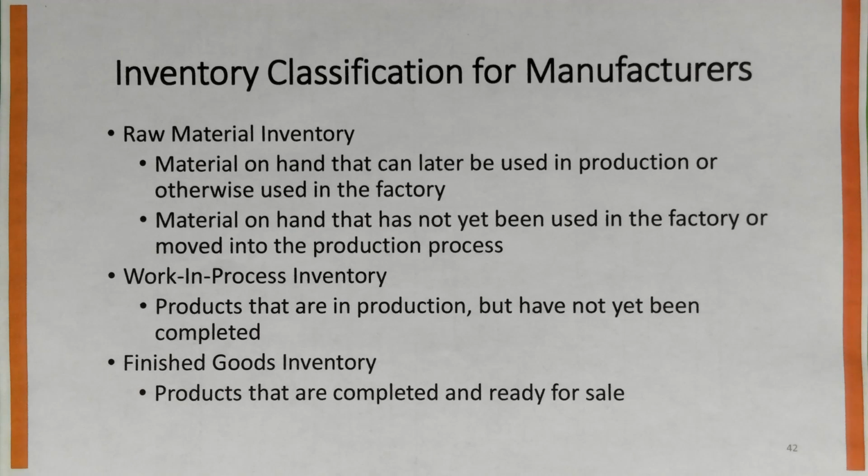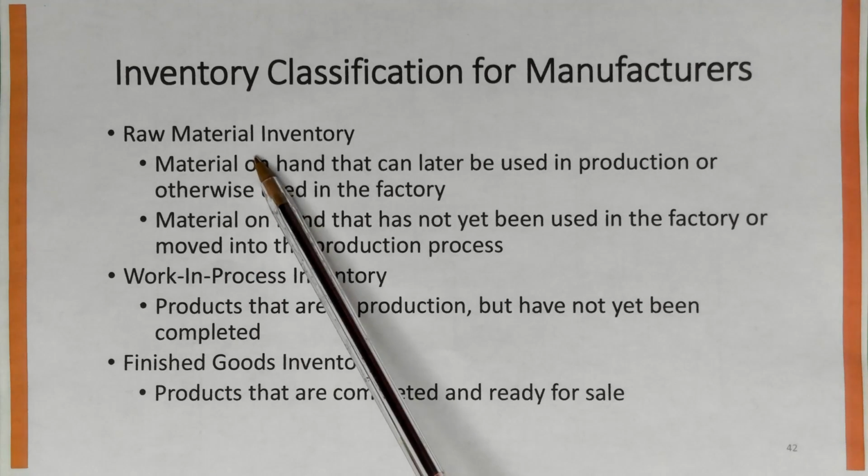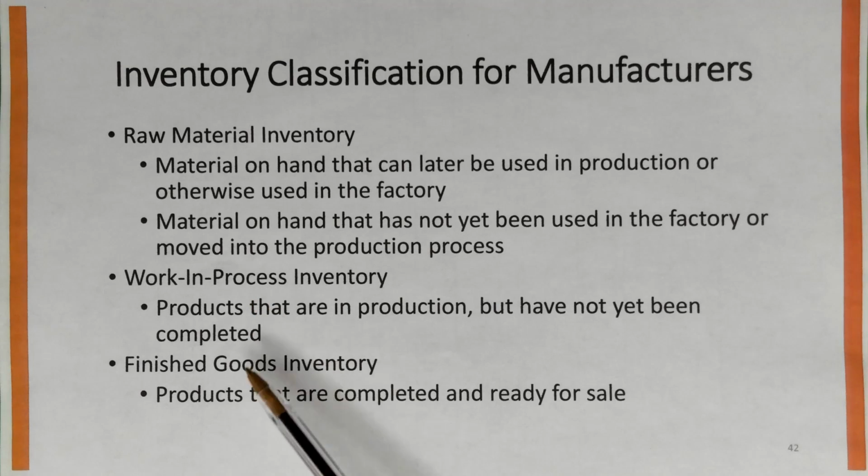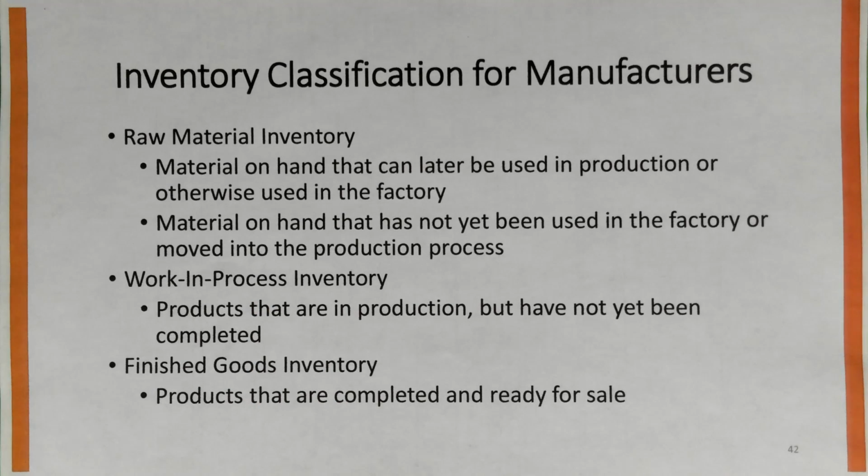Now let's talk about inventory classifications for manufacturers. Unlike merchandisers that have just one classification of inventory, manufacturers typically have three classifications: raw material inventory, work in process inventory, and finished goods inventory. Raw material inventory includes material on hand that can later be used in production or otherwise used in the factory. It's material on hand that has not yet been used in the factory or moved into the production process.